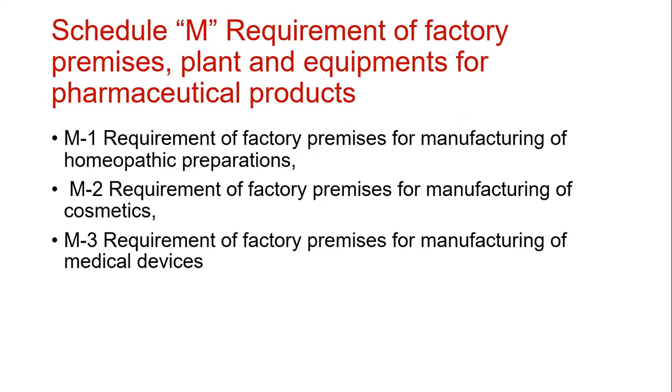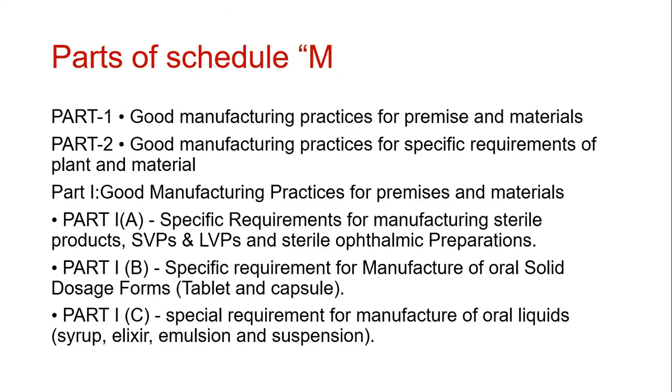In Schedule M, there are three additional categories: M1, M2, and M3. M1 is the requirement for factory premises for manufacturing homeopathic preparations, M2 is for cosmetics, and M3 is for medical devices. So, now the parts of Schedule M.